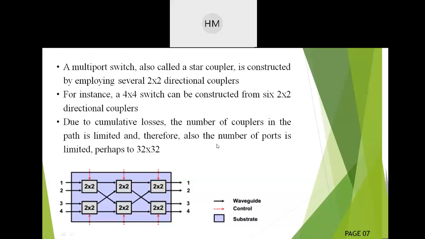A multi-port switch, also called a star coupler, is constructed by employing several 2x2 directional couplers. For instance, a 4x4 switch can be constructed from 6 2x2 directional couplers. What are couplers, students? That also we will discuss. A coupler is a device which is used for coupling energy from one end to another end. That is known as an optical coupler, which couples energy.